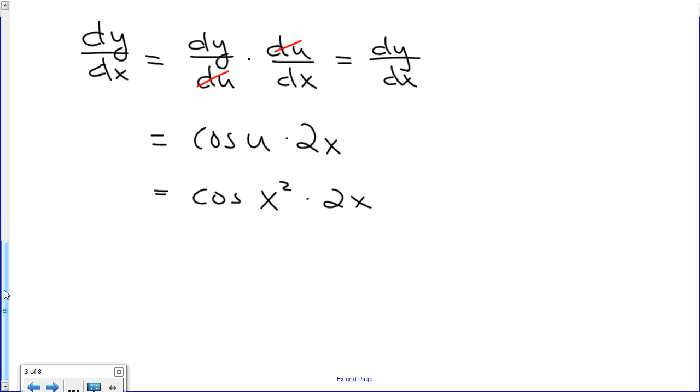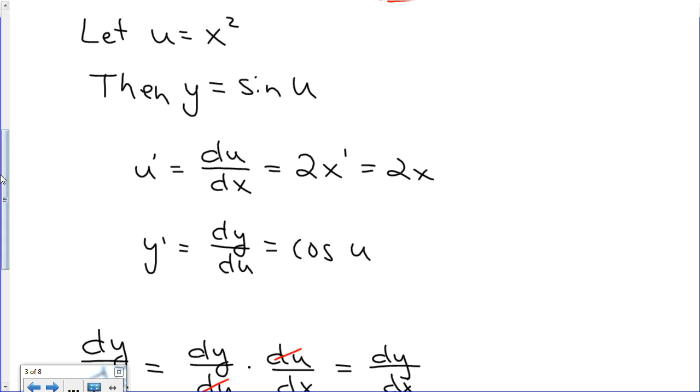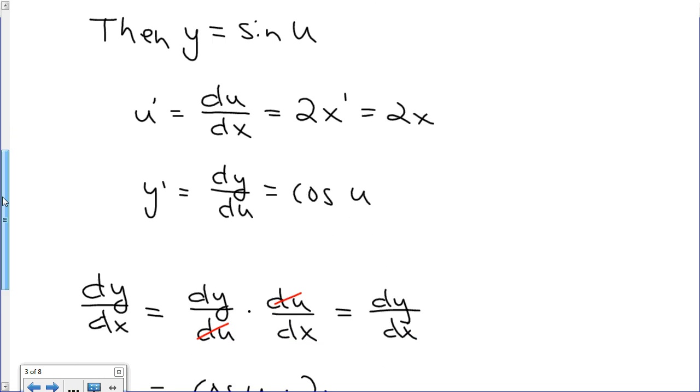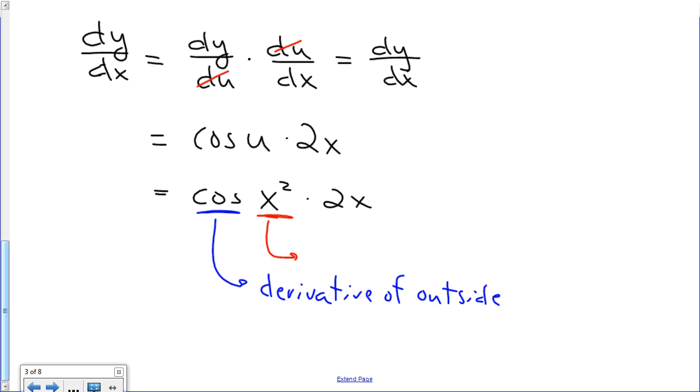And let's just break down what we ended up with here. It looks like this right here is the derivative of our outside function. If you go back, that's actually what we did, right? We had y equal to sine of u, our outside function. So dy du was cosine, the derivative of that. So this is the derivative of the outside function. And it looks like it's the cosine of x squared, so this is just the original inside function that we started with. This right here is your inside function. That didn't change at all.